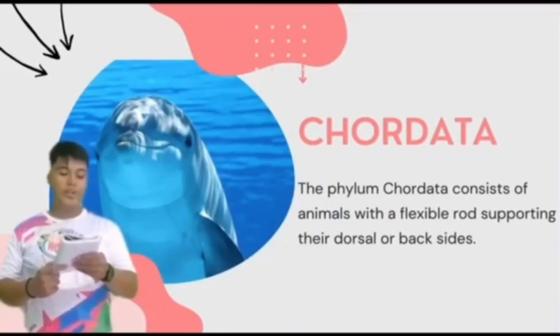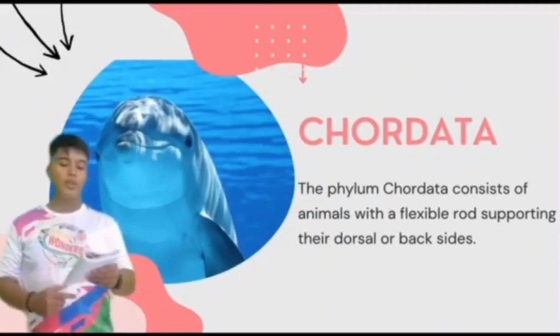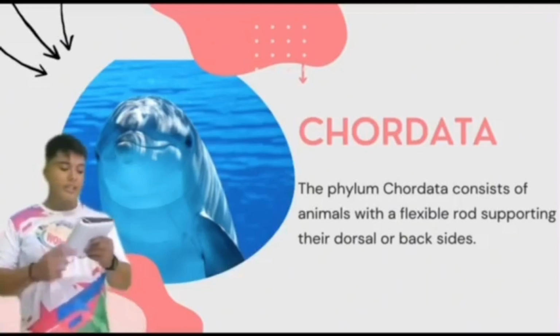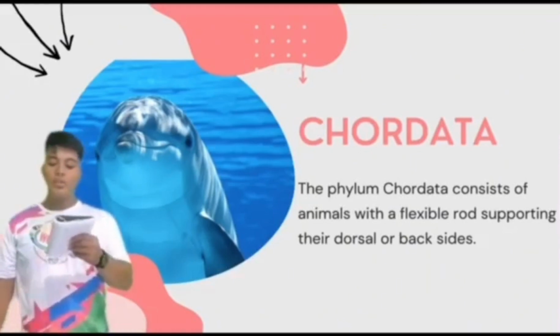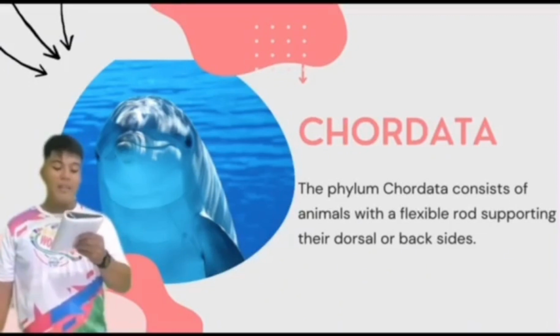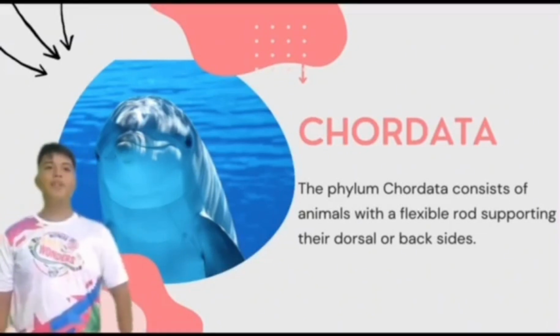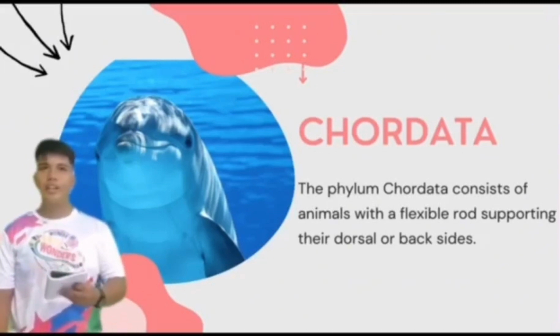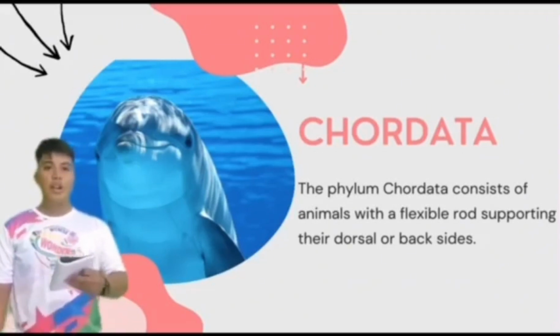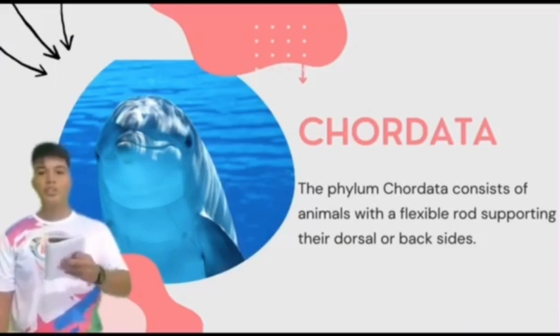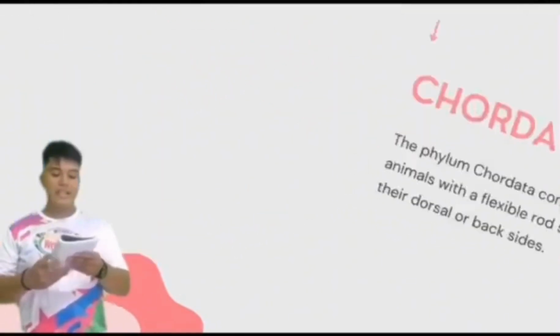So next we have the Chordata. Phylum Chordata consists of animals with a flexible rod supporting their dorsal or back fin. A chordate is also a deuterostome animal belonging to the phylum Chordata. An example of an animal that belongs to the Chordata is the dolphin, which has a rod supporting its flexible dorsal fin.